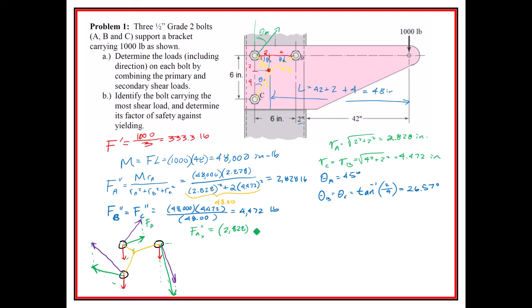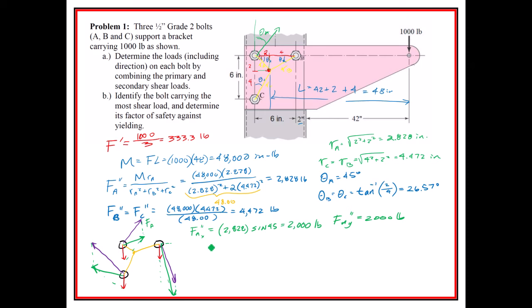2,828 times the sine of 45, although it doesn't really matter, right? Because it's a 45-degree angle. So that's going to be 2,000 pounds. And we could say by inspection that FA Y double prime is also going to be 2,000 pounds because it's a 45-degree angle up above.